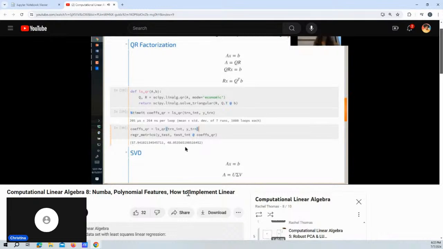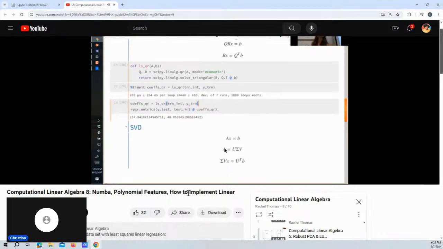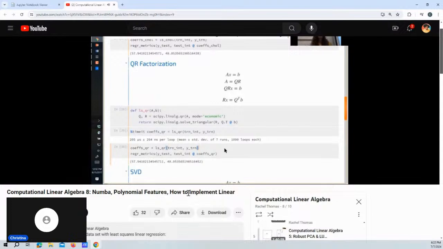Questions about this approach with the QR factorization? Why is this one even slower? The question is, why is this one slower? Well, let's save the timing comparison for a moment, but yeah, we'll come back to that. Any other questions before we start our next approach?